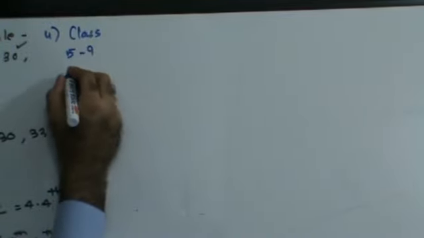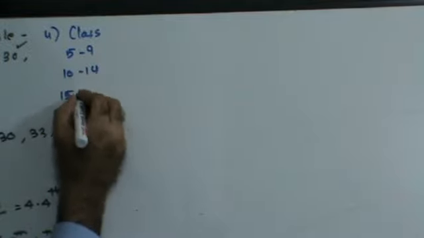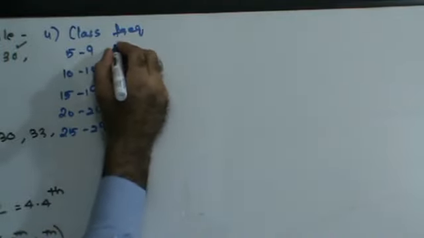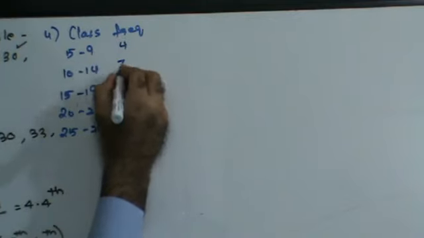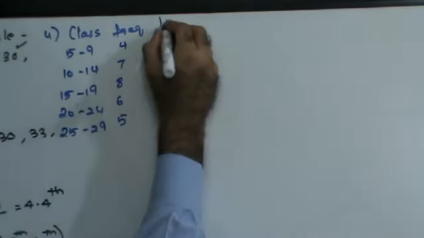This was the third. Let's see the fourth sum. Class interval. You make small variations in the sum. 5 to 9, 10 to 14, 15 to 19, 20 to 24, 25 to 29. Frequency is 4, 7, 8, 6, and 5. First thing that you need to do is you need to find out your less than CF.